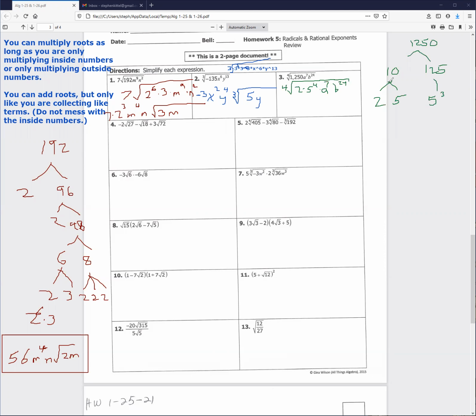Oh boy, more of these fourth root things. 405. What the heck is 405? 405 divided by 5 is 81. Okay. So that's 3 to the fourth times 5. Got it. So 2 fourth root of 81, fourth root of 5. Gotta love these. Minus 3 times fourth root of 16, because that's 2 to the fourth, times fourth root of 5. And then I'm going to bet good money this is, oh no, there's not a multiple of 5.